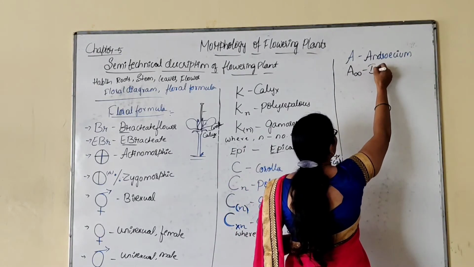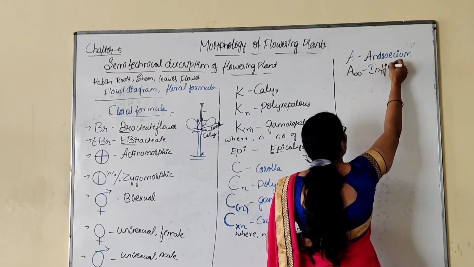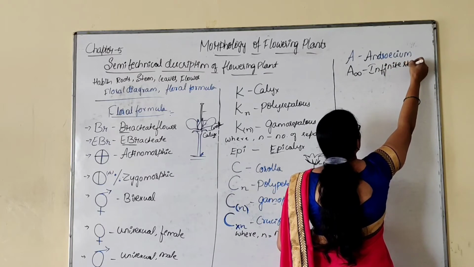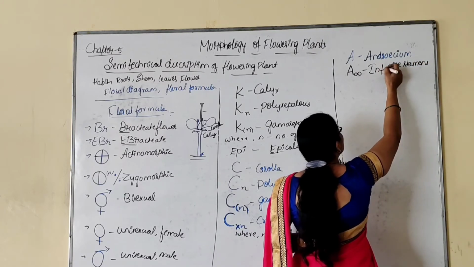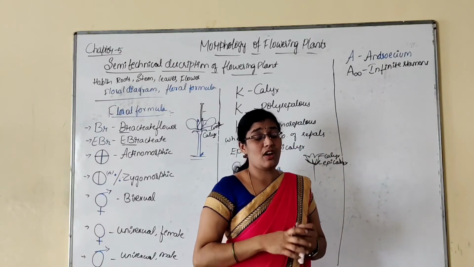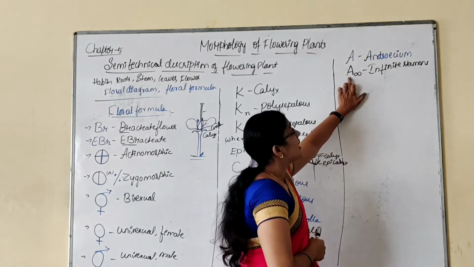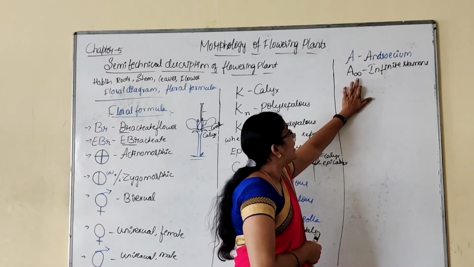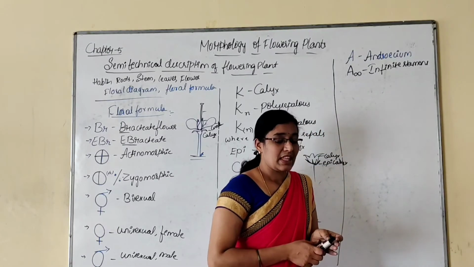So when we write capital A, and at its foot the infinite symbol, this indicates the presence of infinite stamens. That means we cannot count them at all. If many stamens are present, it is represented by the symbol A infinite. So this is the symbol for infinite stamens.